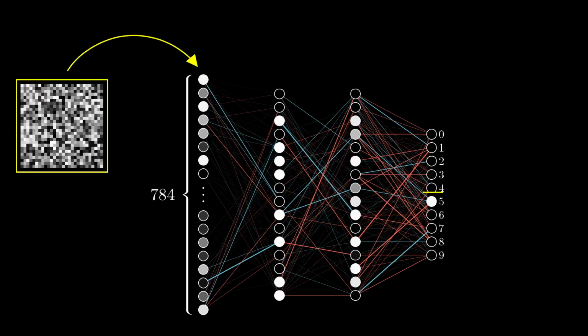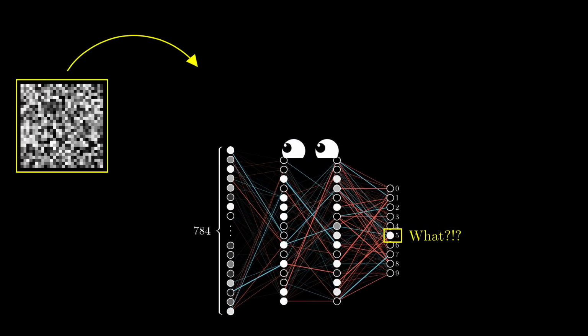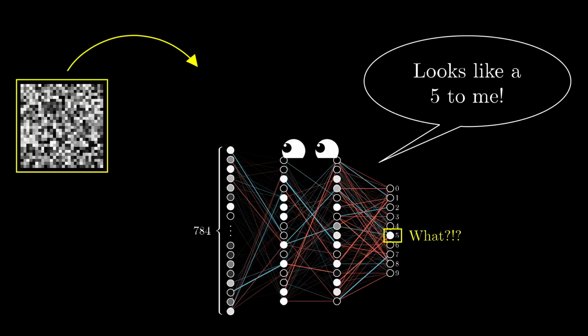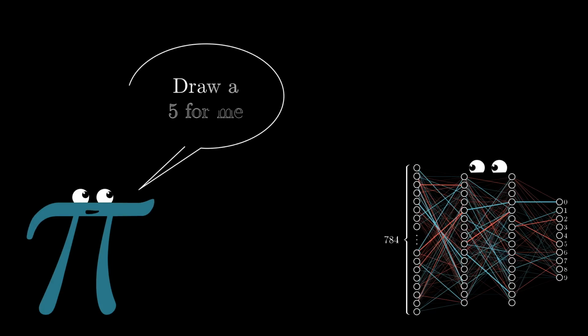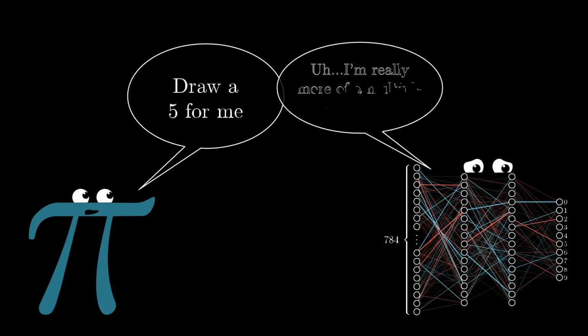But instead, it confidently gives you some nonsense answer, as if it feels as sure that this random noise is a 5 as it does that an actual image of a 5 is a 5. Phrased differently, even if this network can recognize digits pretty well, it has no idea how to draw them.